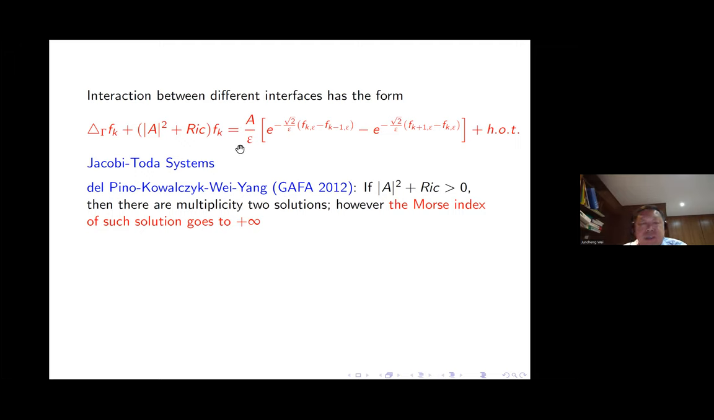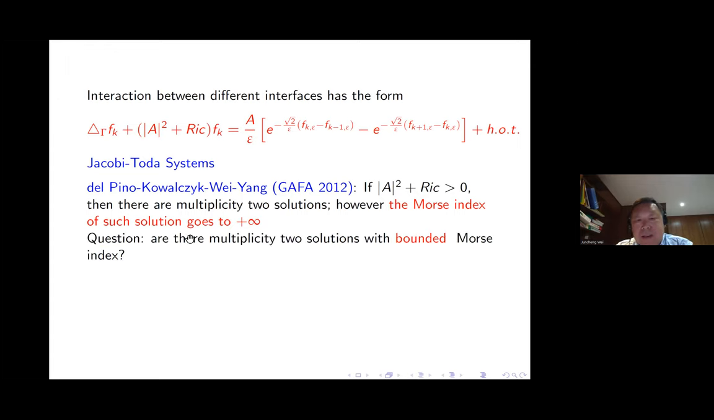Now this Jacobi-Toda system was first derived and used by Pino, Michael Kowalczyk, myself and Yang in 2012. What we showed is that if A squared plus Ricci is positive, then there are solutions with higher multiplicity, with a collapse. But unfortunately, the solution we constructed has infinite Morse index. So the question still remains: are there multiplicity two solutions with a bounded Morse index?